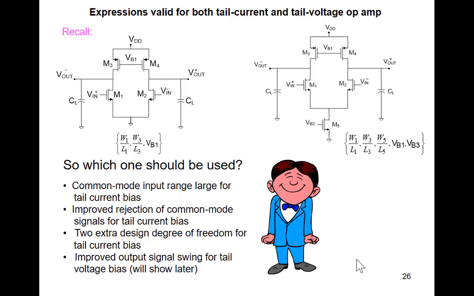The common mode input, so here's characteristics we'll observe. The common mode input range is large for the tail current bias. So if you have the tail current bias here, your inputs can go up and down a lot, and this voltage will be pulled with them up and down a lot, so you have a large common mode input range. So if you're building feedback circuits, that might have an input on the plus terminal.